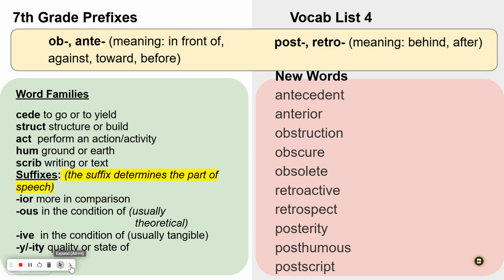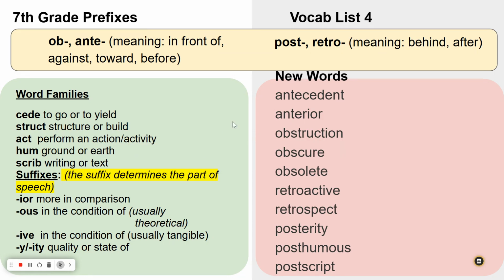So we have ior, I-O-R, which at the end of the word would make a comparison. We have ous, O-U-S, which is the condition of. We have ive, I-V-E, which is also the condition of. It's not perfect, but ous more often is going to be theoretical, while ive is usually going to be something that you would notice with one of your five senses, or it's tangible. And then we have y or ity, coming at the end of the word, means quality or the state of.